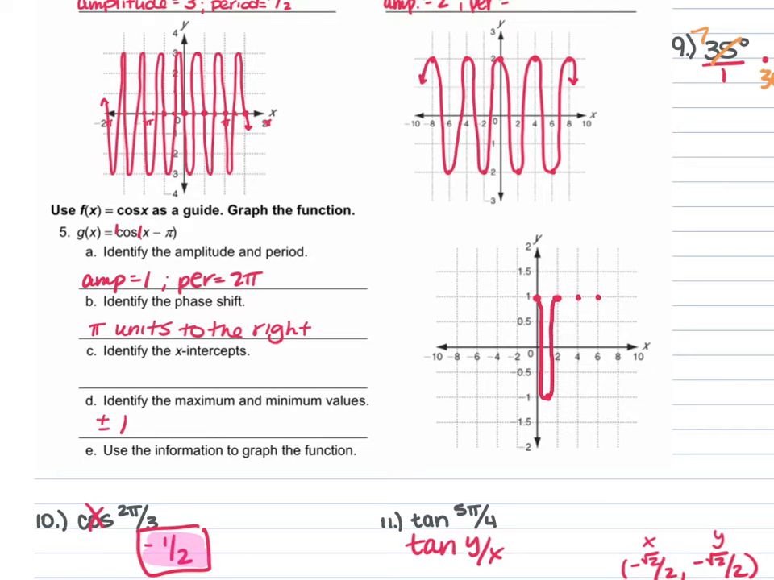So we're going to do the same thing and just duplicate this throughout the entire coordinate plane, and continue it to the other side as well. So going down to negative 1, up to positive 1. Down to negative 1, up to positive 1.